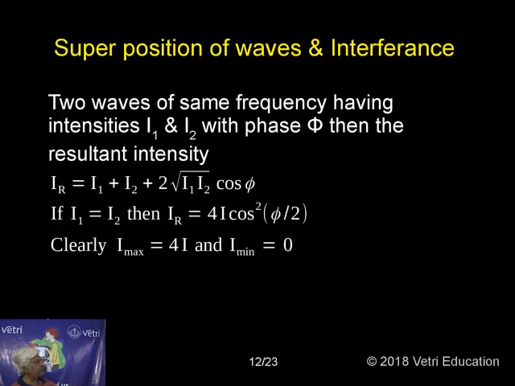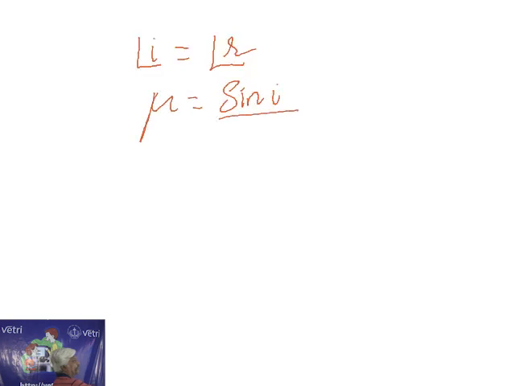So from the Huygens principle, he wanted to explain so many things: the superposition of waves, interference and everything. According to Huygens, his aim was to prove the laws of reflection. Huygens also proved angle i is equal to angle r. He also proved mu is equal to sin i by sin r. And also he clearly proved c1 greater than c2, which Newton could not prove.